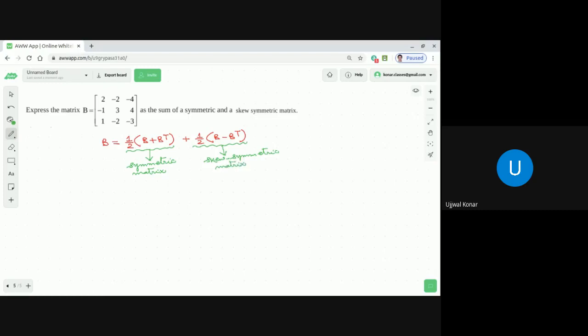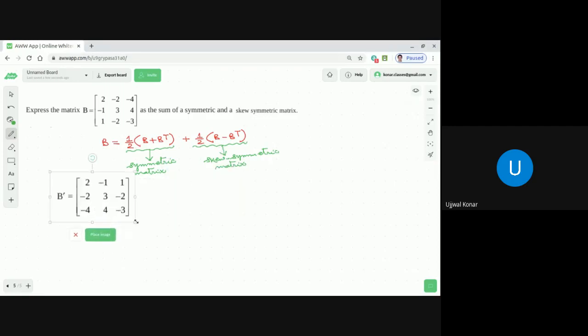That we have established. So what is our task? Our task is to find B plus B transpose, then divide by 2. That will be a symmetric matrix. Then we find B minus B transpose, and divide by 2, that means scalar multiplication with 1 by 2. That will be a skew-symmetric matrix. That's all we need to do. So you need to find B transpose, and if you find B transpose, dear students, it is quite simple.